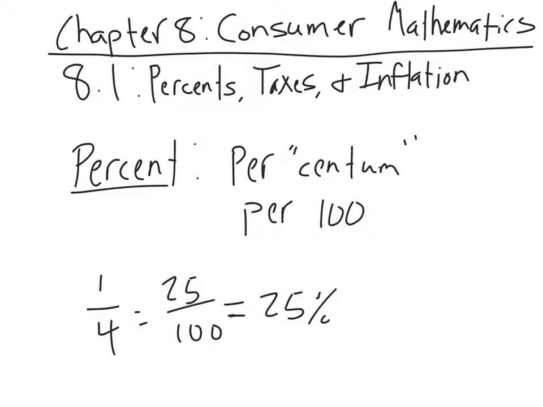Right, but now 25 over 100, you're saying I've split this thing into 100 pieces and I have 25 of those pieces. Well, by definition, that is a percent. All a percent is, is splitting something up into 100 pieces and figuring out how many you have. So we could say that 1/4 is the same thing as 25 over 100, which is a percent right there. That's just the same thing as 25%. So percent just means per 100.